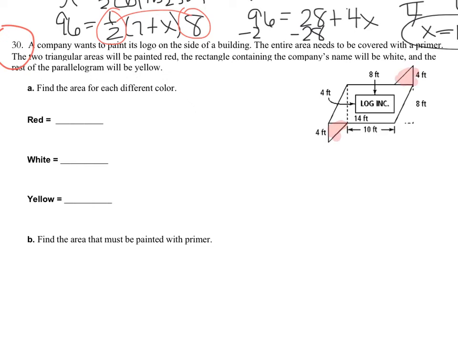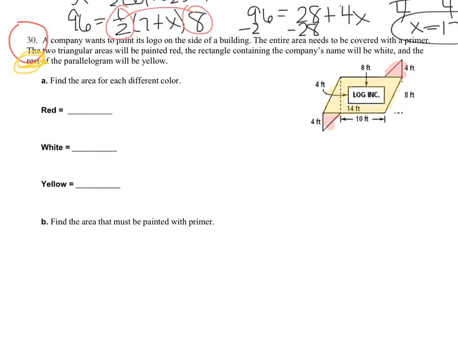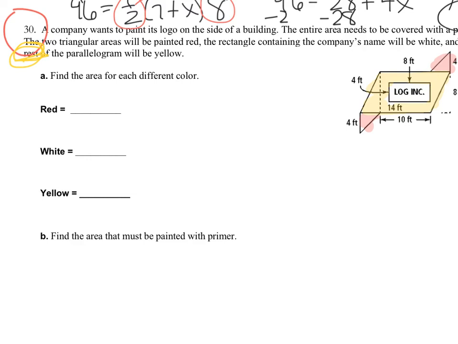The rectangle is being painted white, but then the rest of the parallelogram is being painted yellow. And that's the key there. The rest of it is being painted yellow. So we need to pay attention to that. So the red should have been pretty easy. The red is just the triangles.